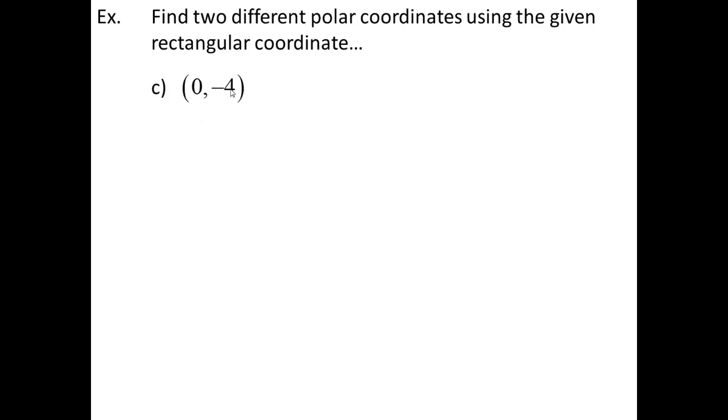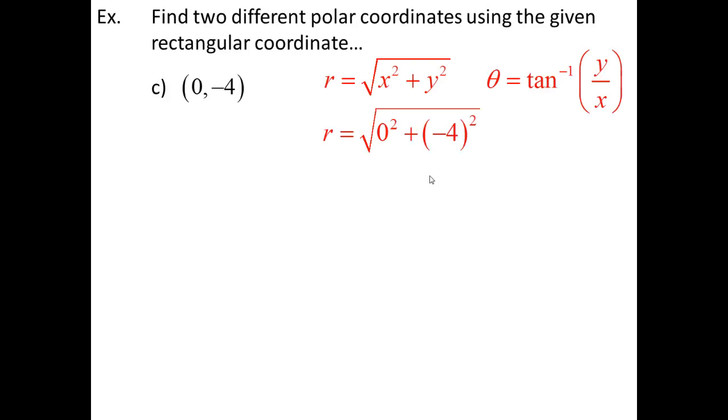Next one was at 0, negative 4. This is on one of my quadrantals, so I really don't need to do all the work. If I just remember 0, negative 4, just means go straight down 4. So I have a radius of 4 and an angle of 3 pi over 2. So I know my answer in advance is going to be 4, 3 pi over 2. Let's see if my work agrees with me. So 0, negative 4 plugged in for x and y gives me a radius of 4, exactly what I predicted.